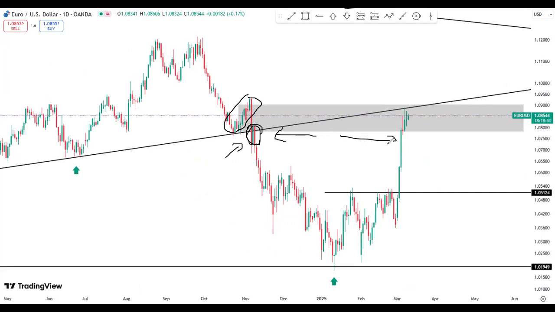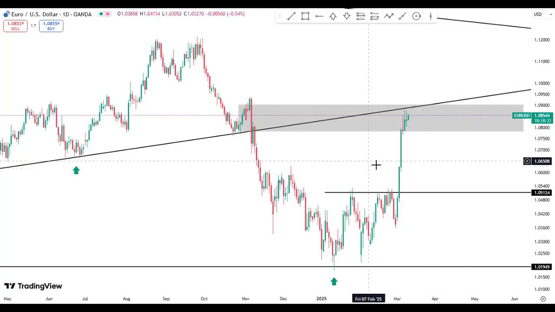What happened to the right hand side? They did not respect a small continuation pattern. They continued to push the market up. Why is that? It is because the higher time frame has more control over the smaller time frames. So here, you know that, okay, fine.